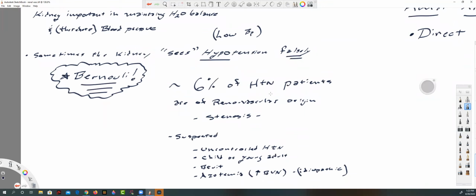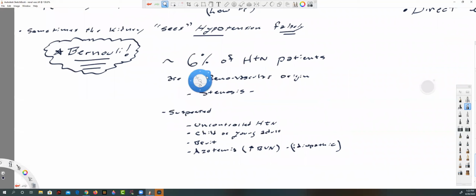So about 6% of hypertension patients are of renal vascular origin. In other words, most likely some kind of stenosis. We get our patients from when they're suspected uncontrolled hypertension. In other words, drugs don't work. So uncontrolled hypertension, they're taking blood pressure medicine, not working at all. Okay, something's going on. They really suspect at that point that it's a stenosis.